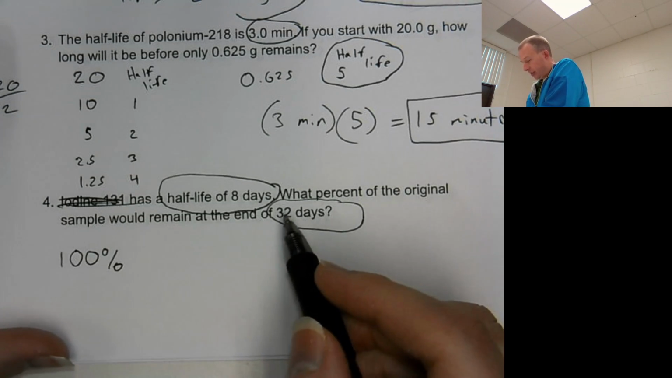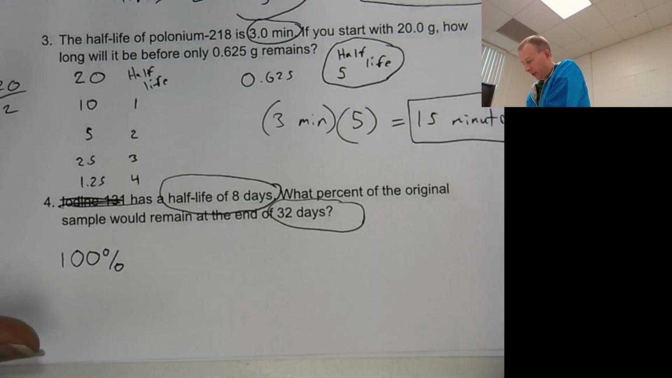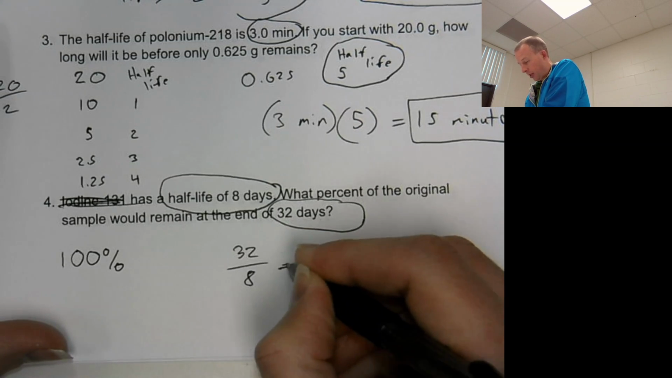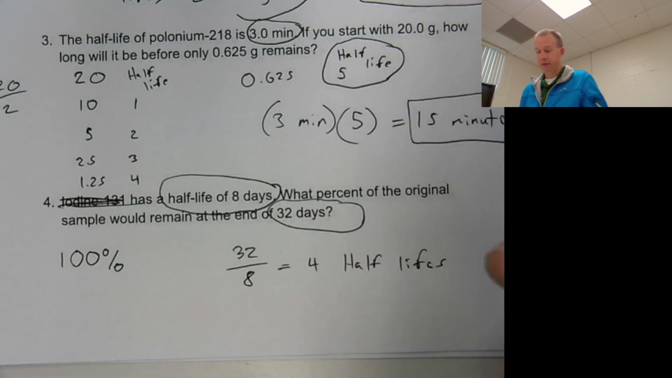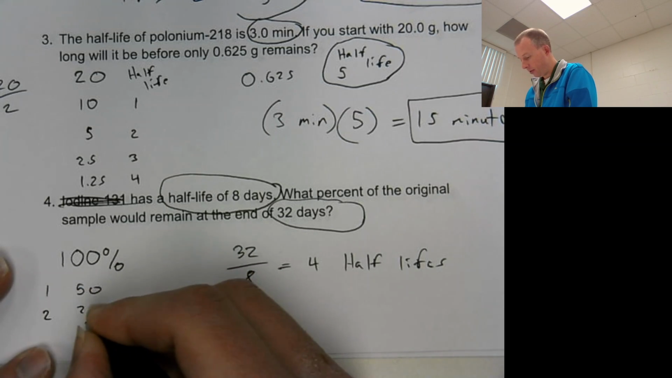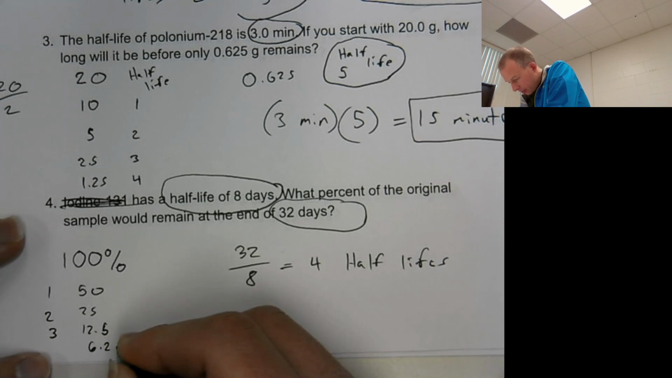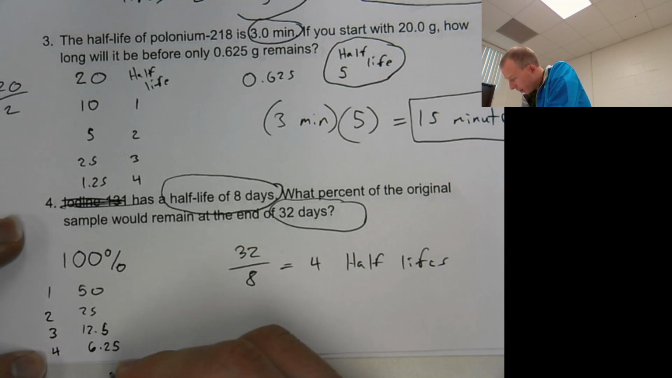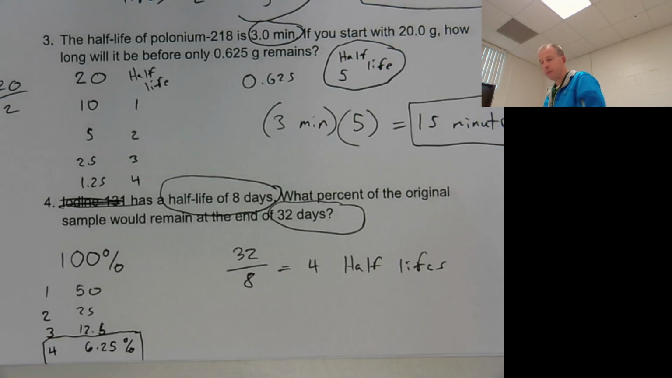So in this case, it says 32 days. To figure out how many half-lives of 8 fit in 32 days, you just do 32 divided by 8, and that's going to give you 4 half-lives. So you're just going to divide 100 by 2 4 times. All right, so it's going to go 50, that's 1, 25, 2, 12.5, 3, and then 12.5 divided by 2 is 6.25. So we would end up with 6.25%. That would be the correct answer.